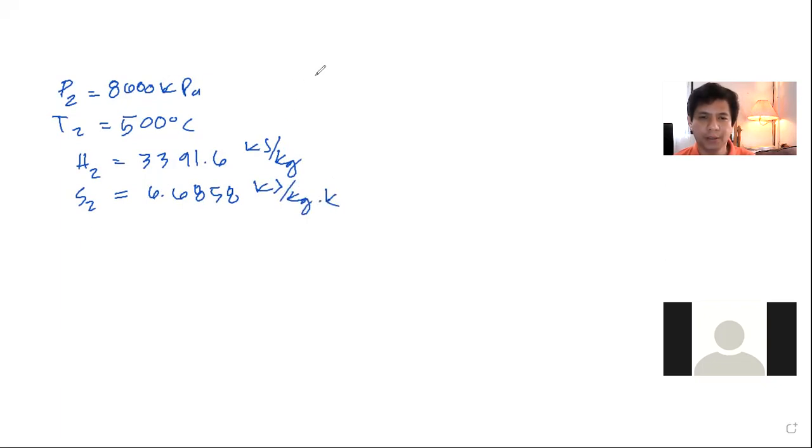Tapos, we're going to consider an isentropic process kasi nga Rankine tayo. So, halimbawa, ito yung ating equilibrium curve. This is temperature. This is entropy. Halimbawa, andito yung point 2. Tapos, isentropic yung process. So, ito yung point 3. So, pag isentropic yung process, yung S3 equal lang sa S2. So, ang S2 natin ay 6.6858 din.